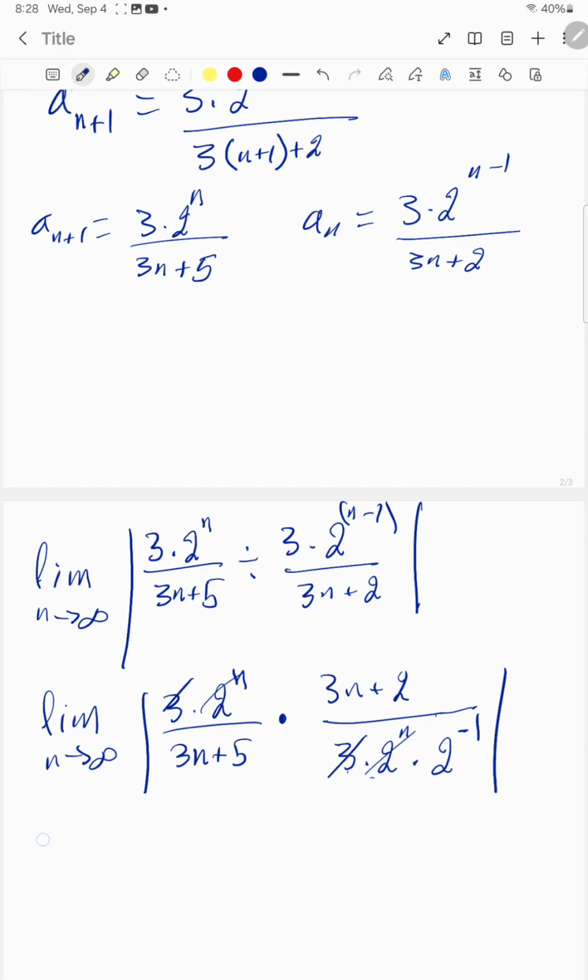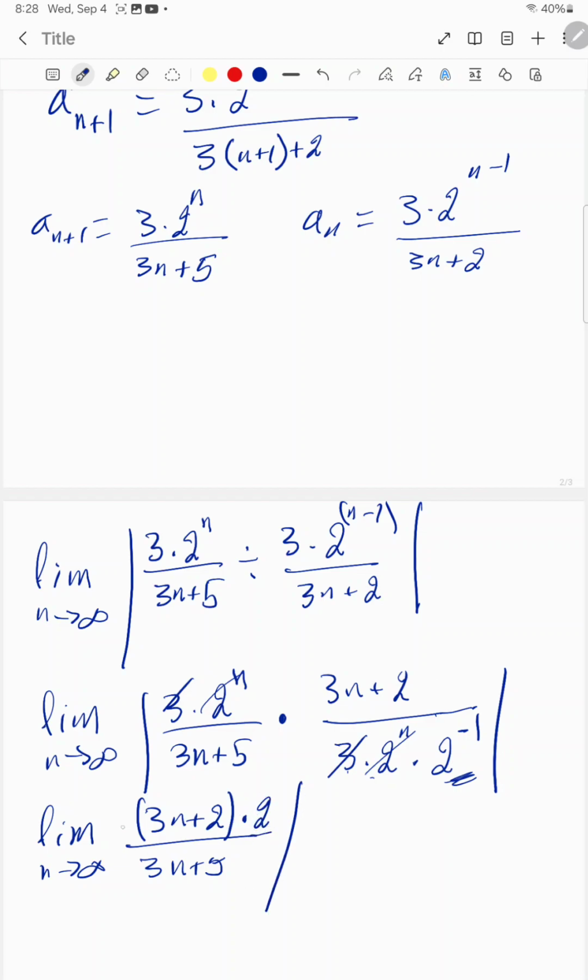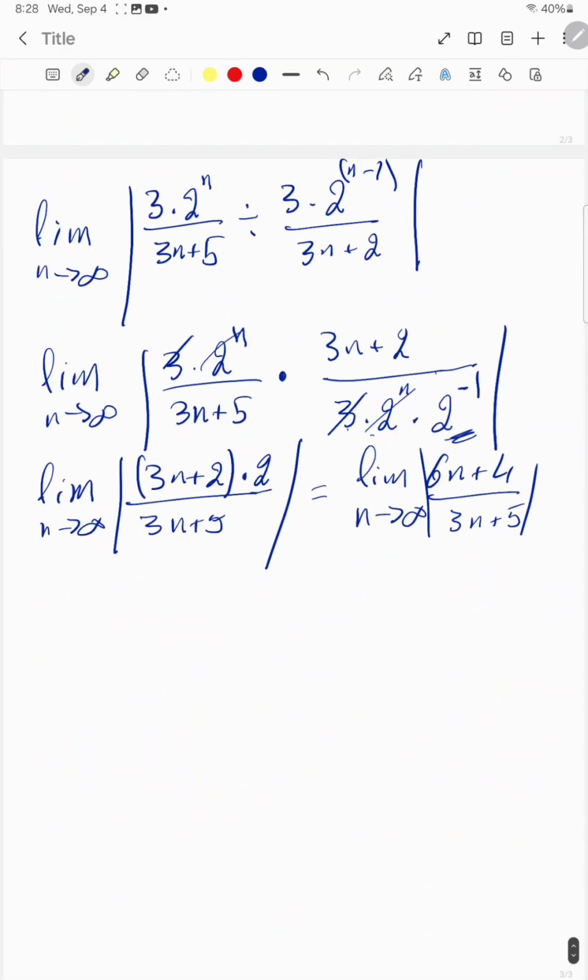And it becomes the limit when n goes to infinity of 3n plus 2 divided by 3n plus 5. And here I have 2 to the power minus 1. I can bring it to the numerator, it becomes 2. And this is the absolute value. So this is equal to the limit when n goes to infinity of 6n plus 4 divided by 3n plus 5, again absolute value.